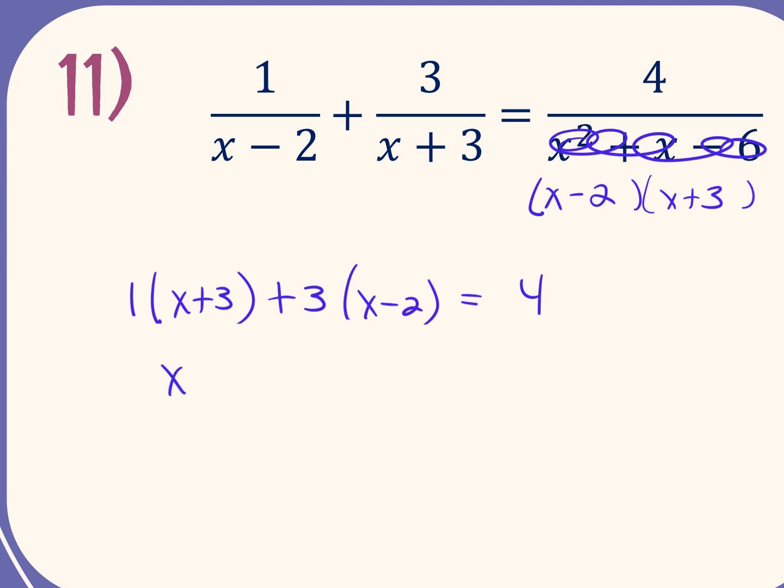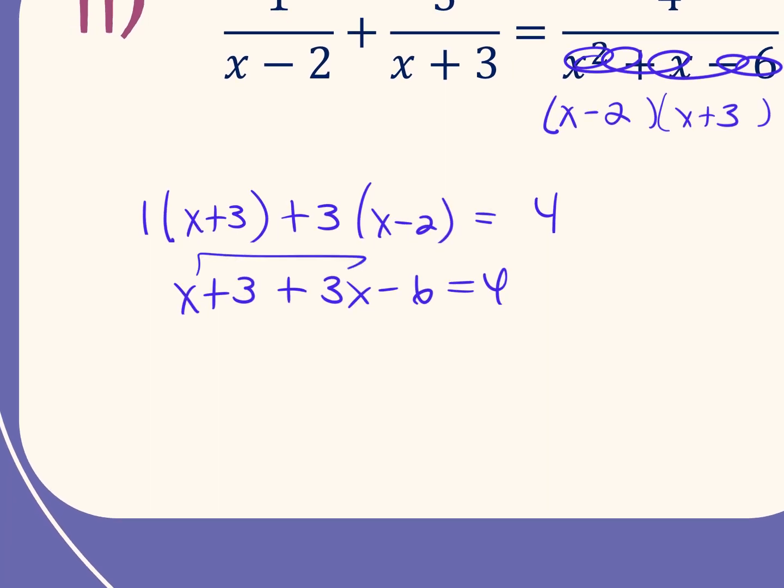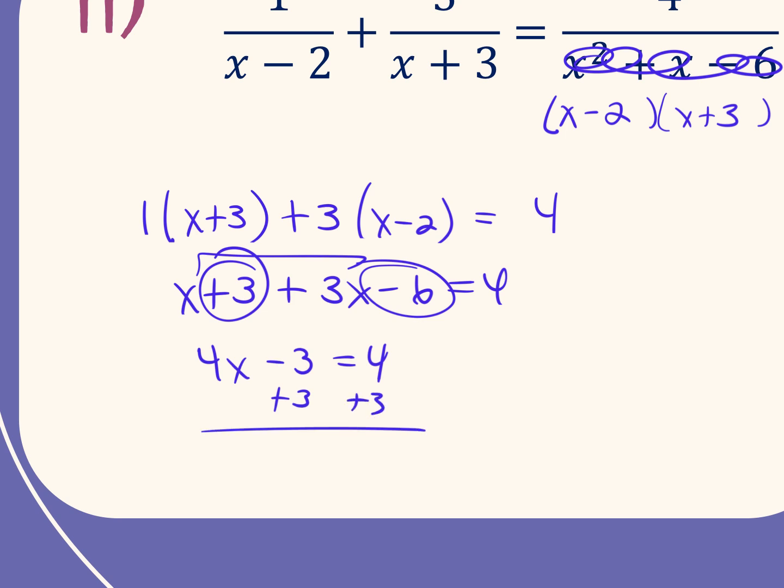So now distribute x plus 3 plus 3x minus 6 equals 4. Combine like terms. X and 3x is 4x. It's a positive 3 and a negative 6. Minus 3 equals 4. Add 3 to both sides. 4x equals 7. So x equals what? 7/4.